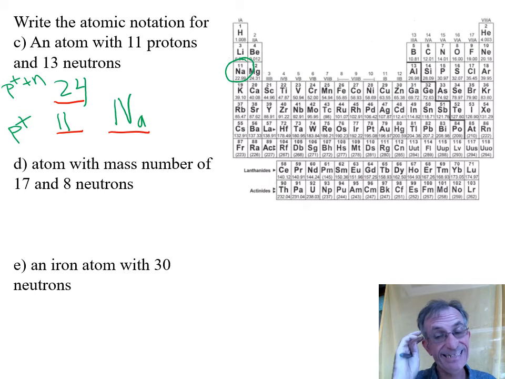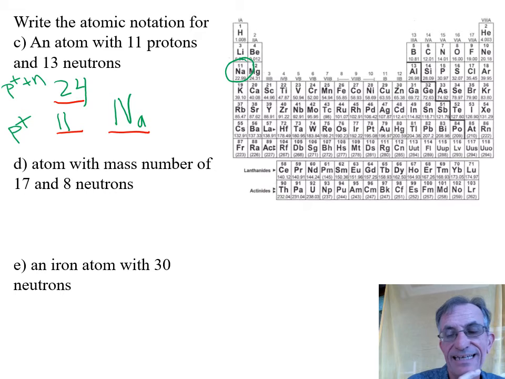So again, you got to be careful when you figure this out. It can be a little tricky. I'm going to give you different stuff, and you got to know what to do with it. If I tell you protons and neutrons and I want the top number, the mass number, you got to add them together. All right, let's try a couple more. Another one here. Number D, an atom with a mass number of 17 and 8 neutrons.